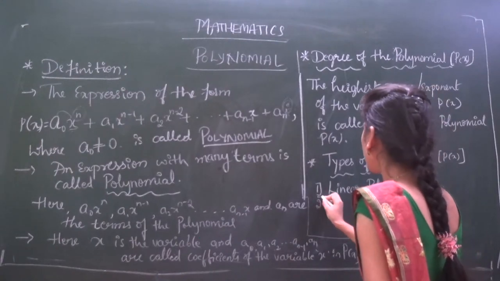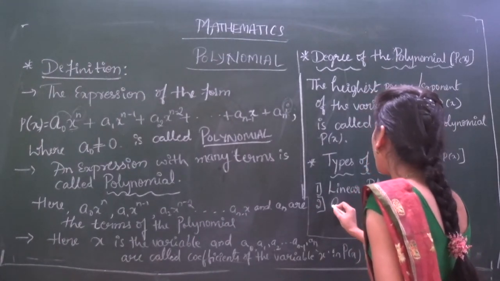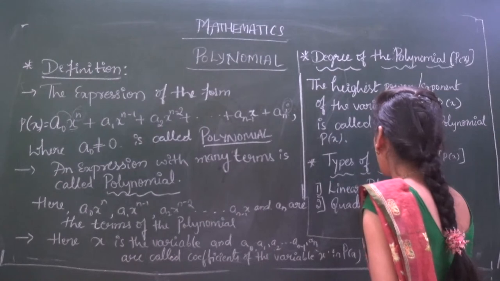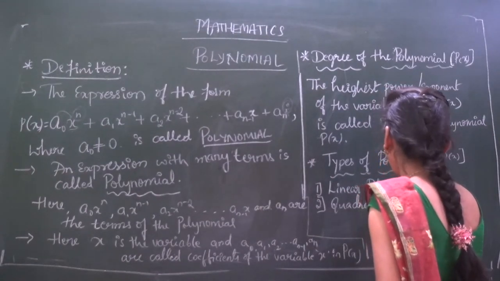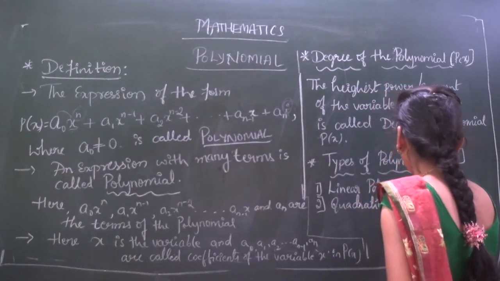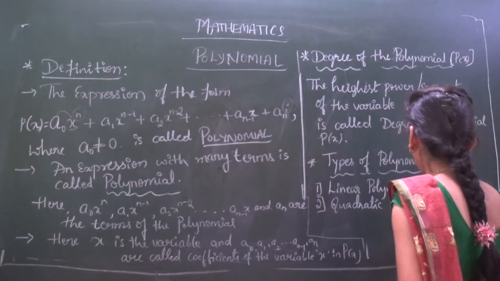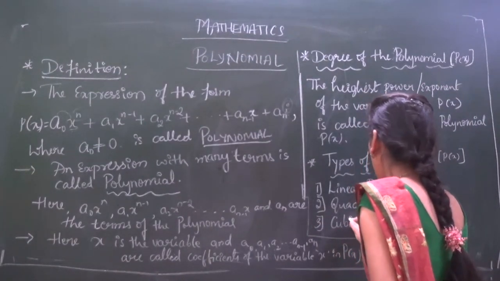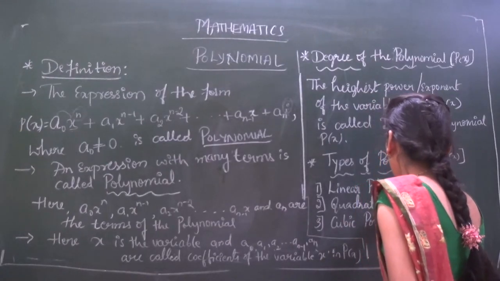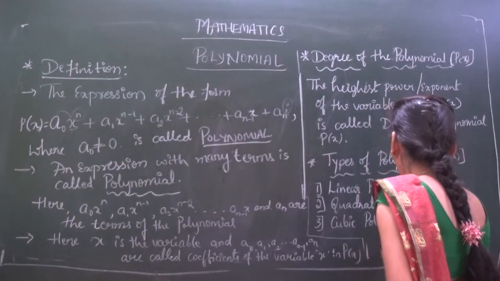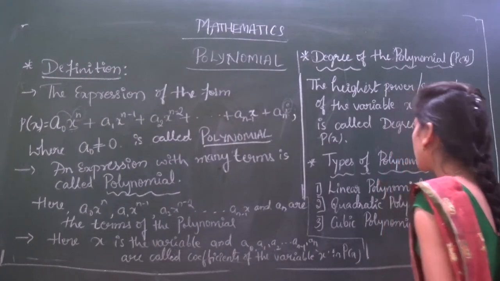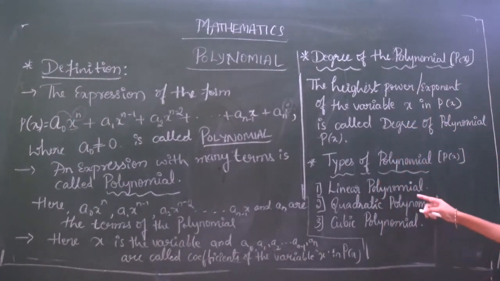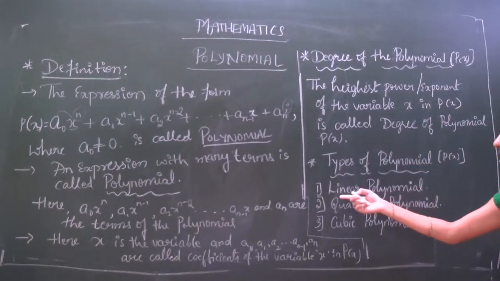And the second one, quadratic polynomial. And the last one, cubic polynomial. Fine. So linear polynomial means the word linear.